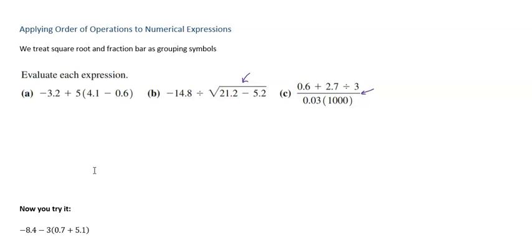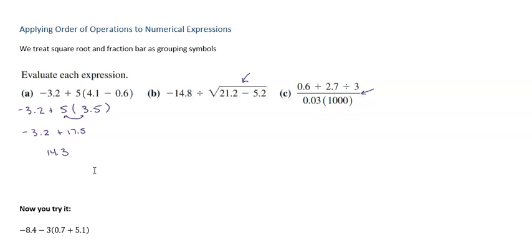Okay, so for starters, we're going to start with A. We get negative 3.2 plus 5 times, now we want to take 4.1 and subtract 0.6, and we get 3.5. The next thing we're going to do is multiply these two together. So we get negative 3.2 plus 17.5, and that gives us 14.3.